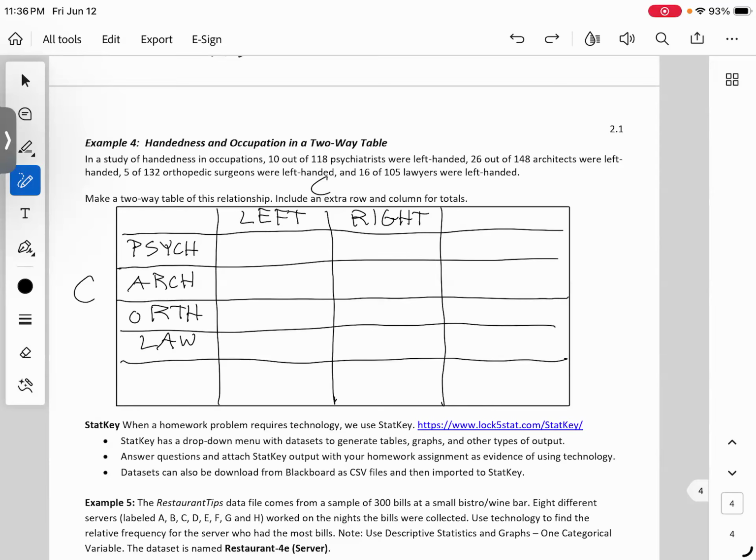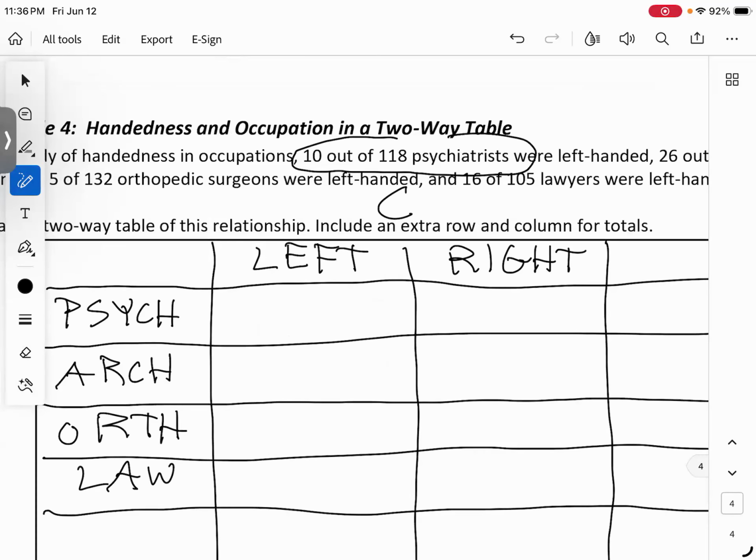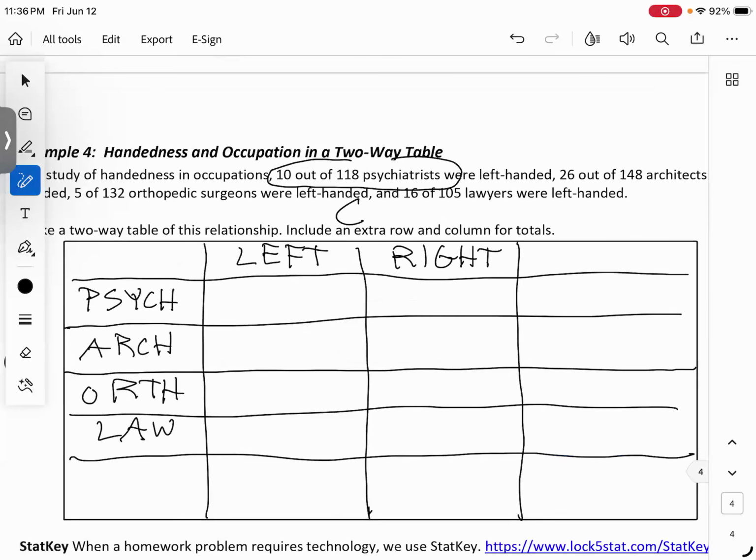And the first piece of information is here. I'll go ahead and circle it. It's that of psychiatrists, that was 10 out of 118 who were left-handed.